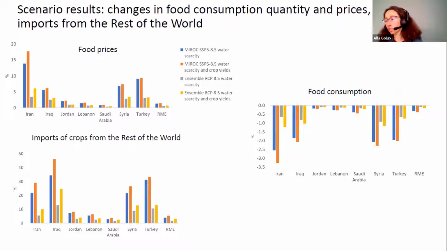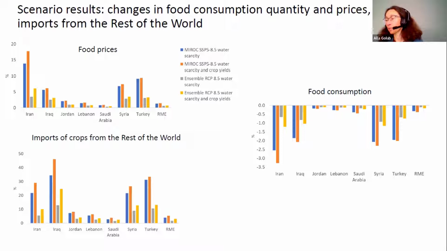Changes in food consumption quantities and prices and crop import quantities from the rest of the world by country and scenario are shown on the slide. Food prices increase strongly in the Middle East. Highest increases are observed in Iran, Turkey, Syria, and Iraq. In Iran, prices may go up as much as 18%. Food consumption may fall by 2-3% in these countries.